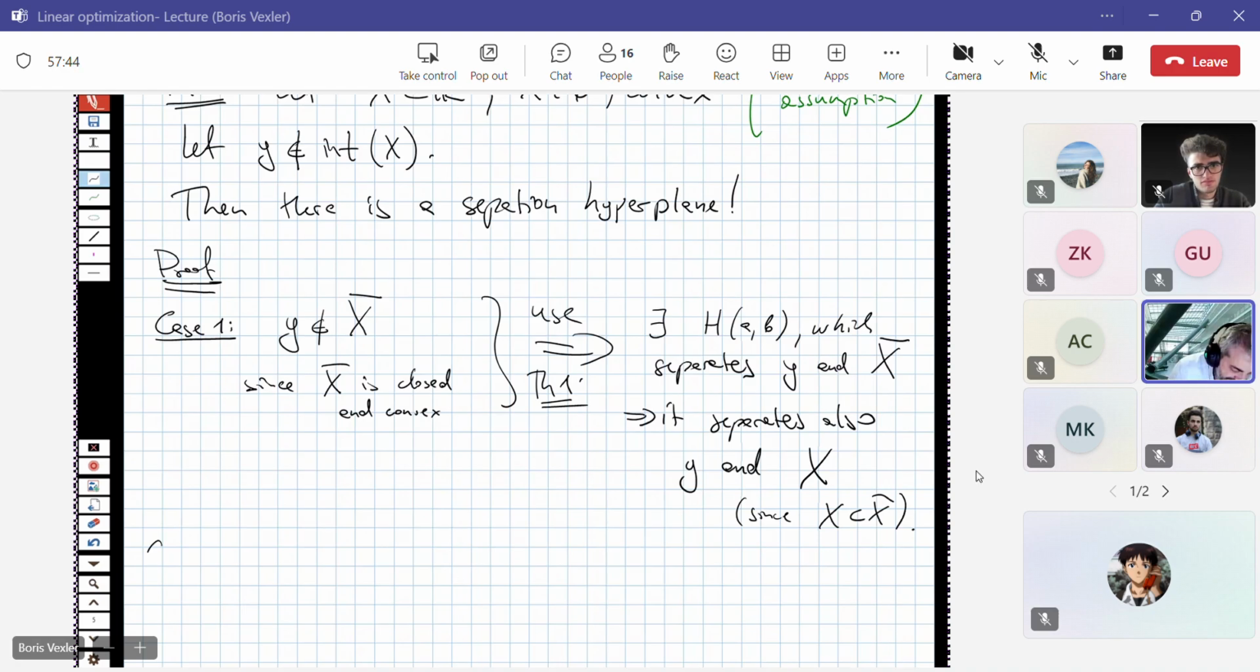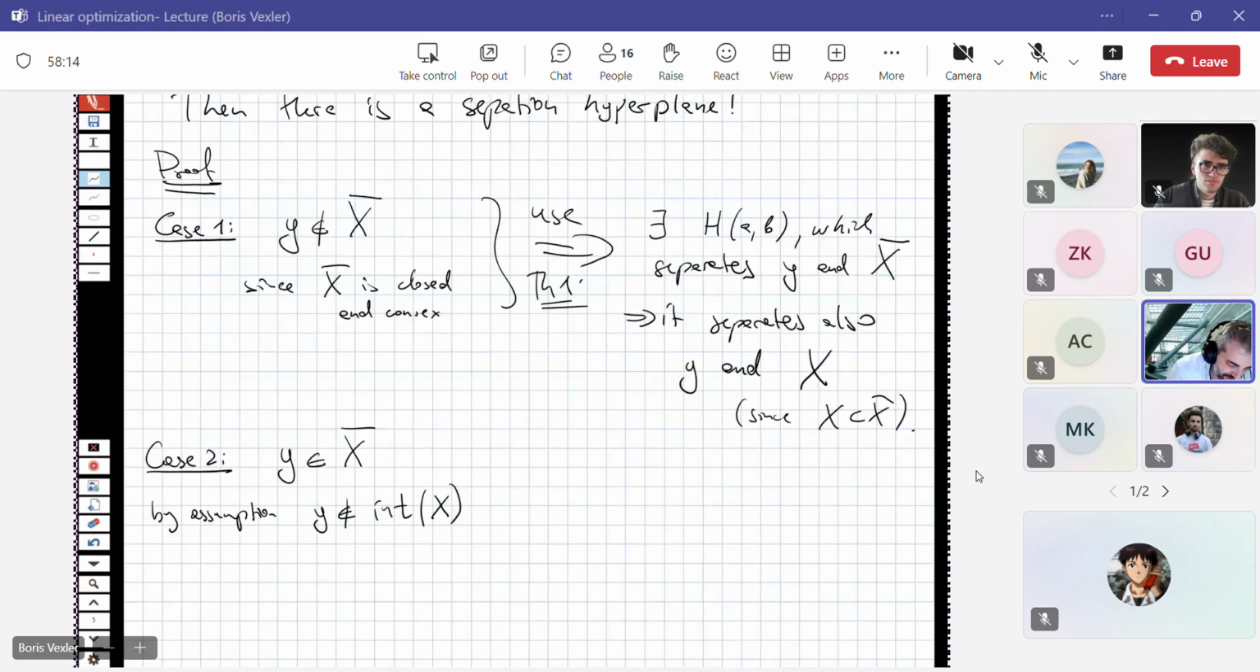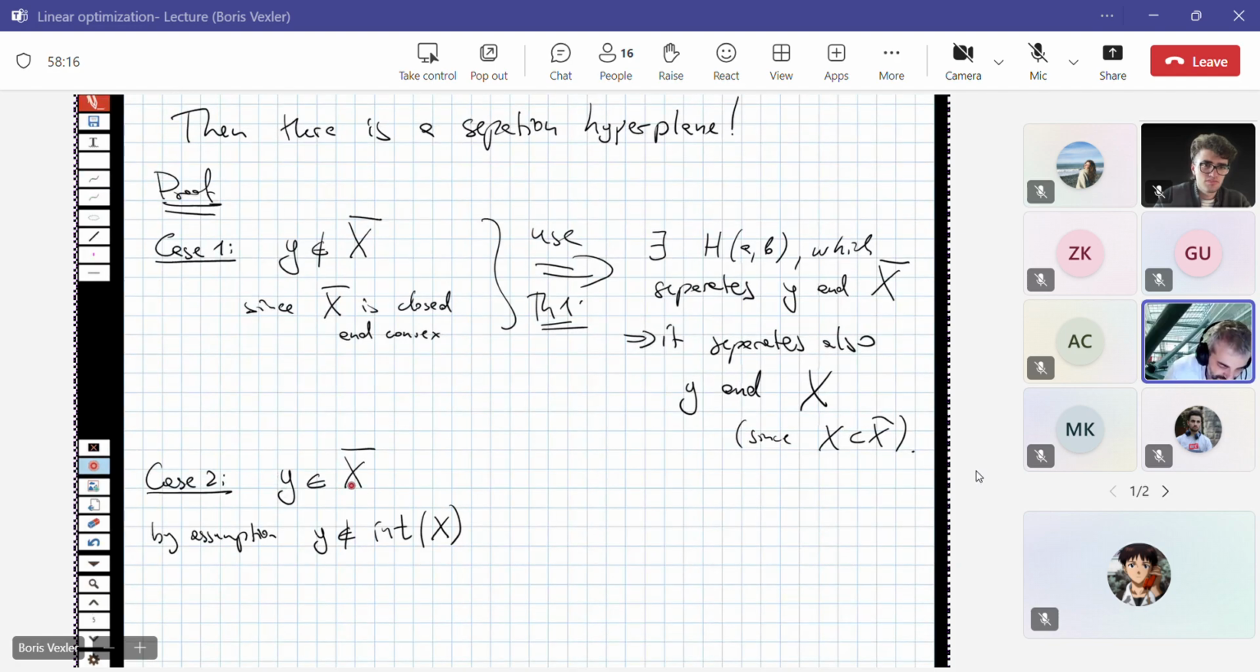Okay, now the second case. In the second case, now they have to assume that Y is an element of X bar. By assumption, they know that Y is not an element of the interior of X. This is what we assumed here. Y is not an element of the interior of X. Okay, Y is an element of X bar, but not an element of the interior of X.